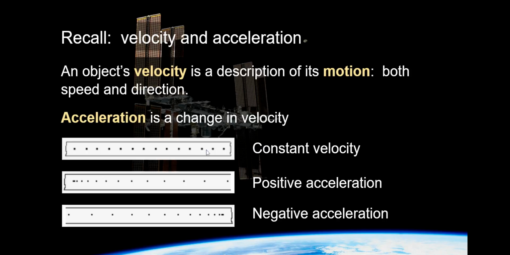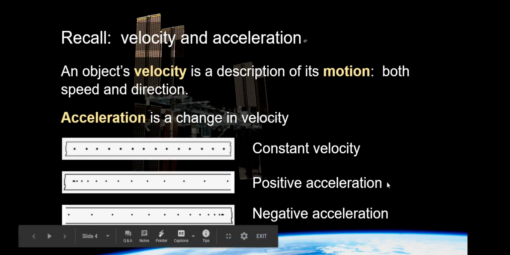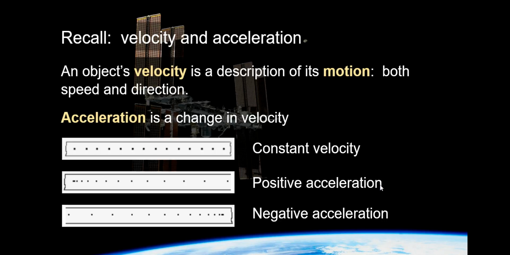So this first oil drop diagram shows constant velocity. The oil drops are evenly spaced. The speed and direction are not changing. Second one is positive acceleration. That is acceleration in the same direction as the velocity. You can see that the velocity is increasing. The drops are getting further apart.